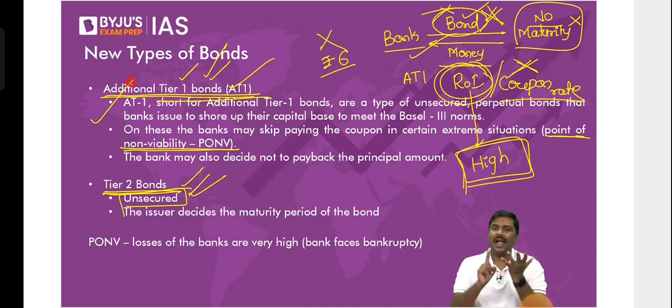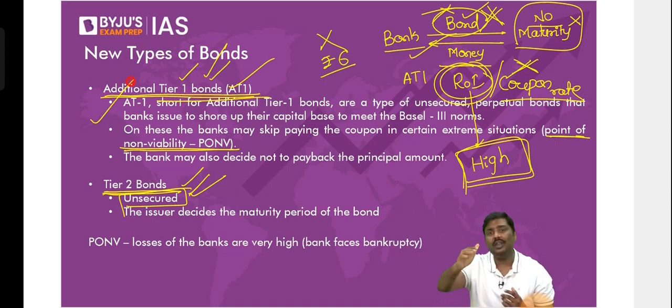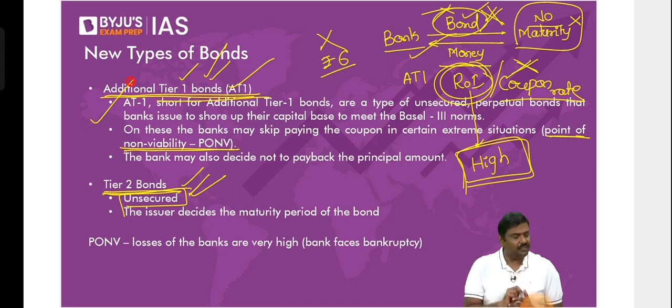Both additional tier 1 and tier 2 are unsecured. Meaning what? The bank is borrowing from you, but the bank is not giving any security. The bank is not giving any collateral to you. Right? These are the features. Please be very careful. Second feature of a tier 2 bond.